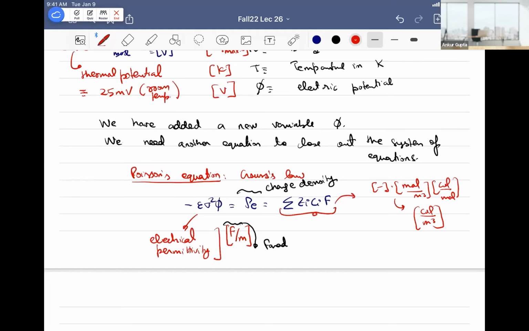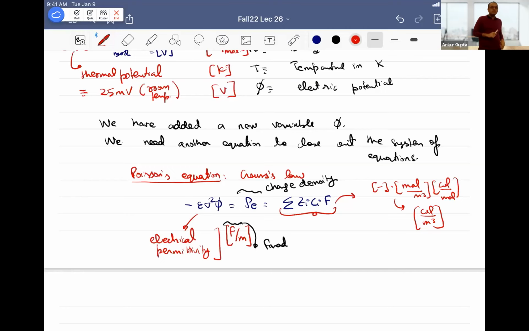Now the right hand side is very instructive. I think somebody had mentioned Zi times Ci, right? So Zi times Ci times Faraday is essentially the charge of one of the species per unit volume. And now I'm summing all of that to get the total charge at that location per unit volume. That's your summation there, okay? So Zi times Ci times F is basically the right hand side. Any questions here? I really want to make sure this is very clear.